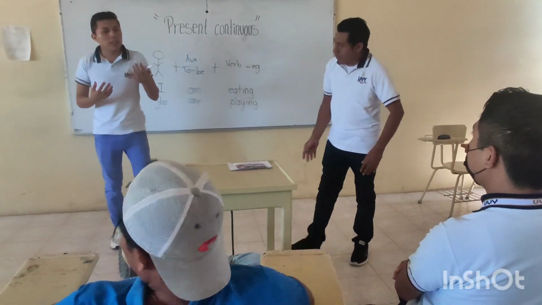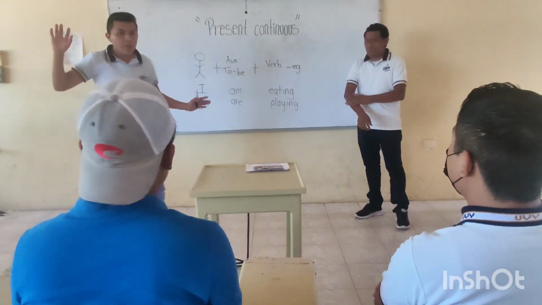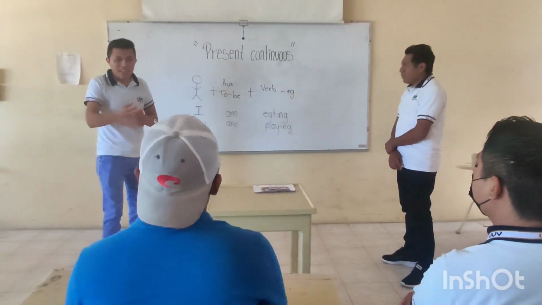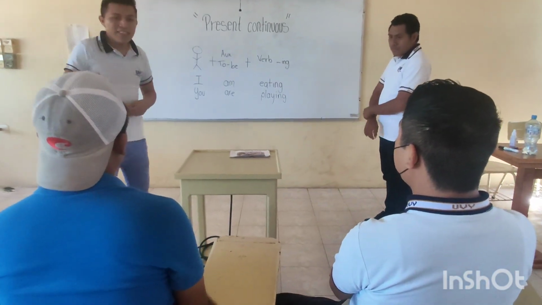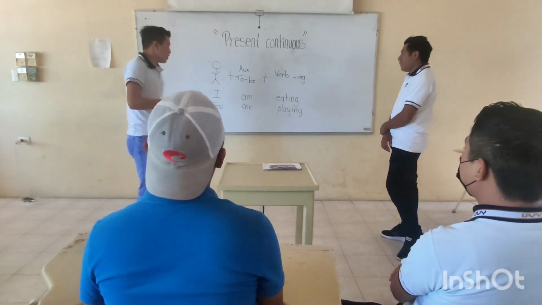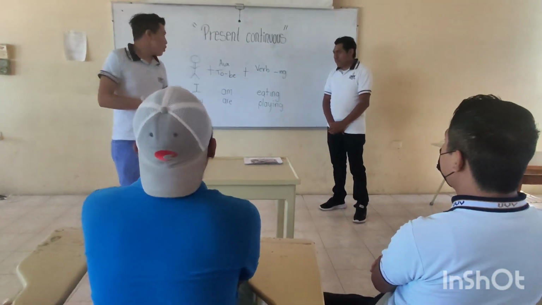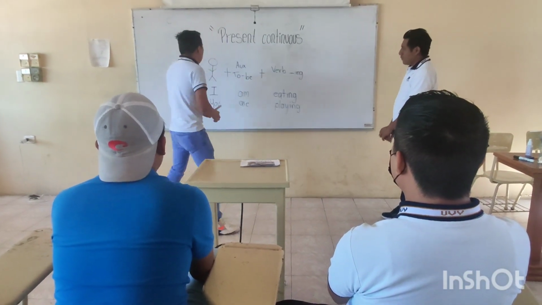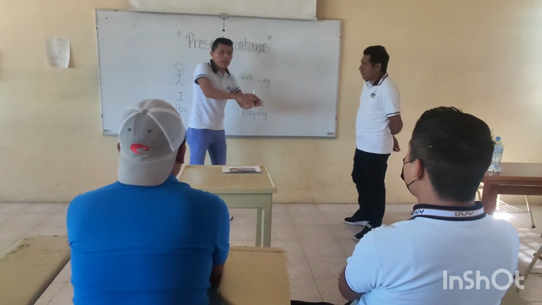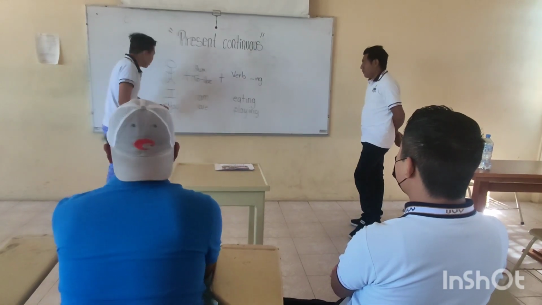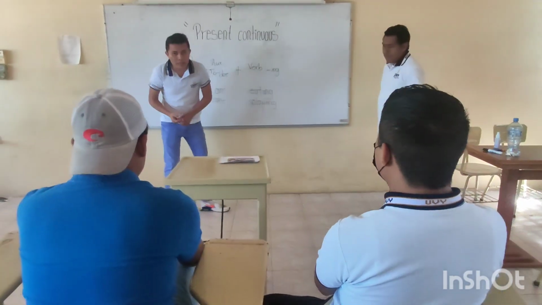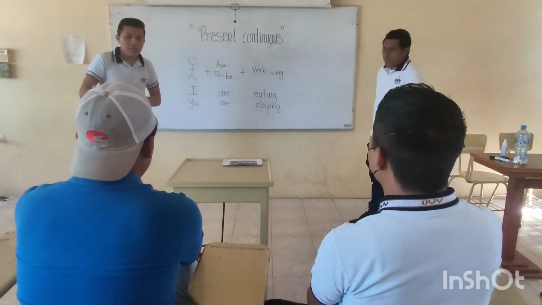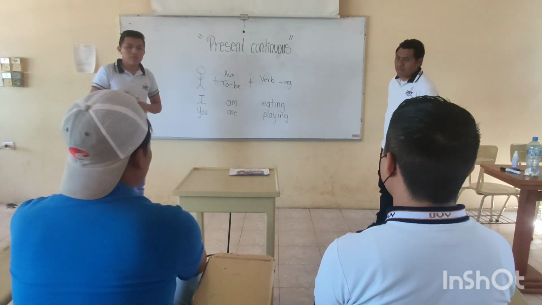Christian, could you give me an example with the present continuous with another verb? I am cooking. I am cooking, excellent. And you, Franklin? I'm watching. But we can put a complement, for example, I am eating with my friends, or you are playing with your family. Could you give me an example with a complement? I'm eating with my girlfriend.